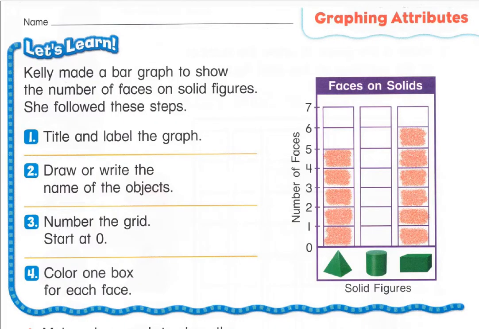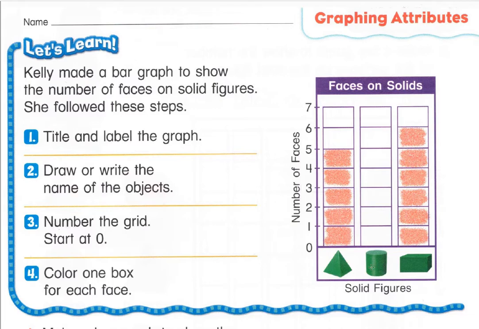Hi kids, today we're going to talk about graphing attributes. If you remember from last week, an attribute is a characteristic or something that a figure has. So we talked about words like vertex, which was the point where the edges meet. We talked about edges, which were where two faces meet. We talked about faces, which were the flat side of a figure.